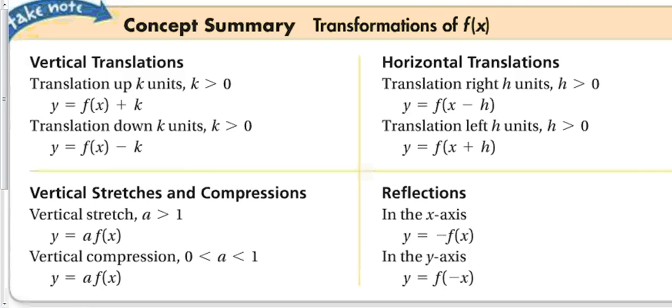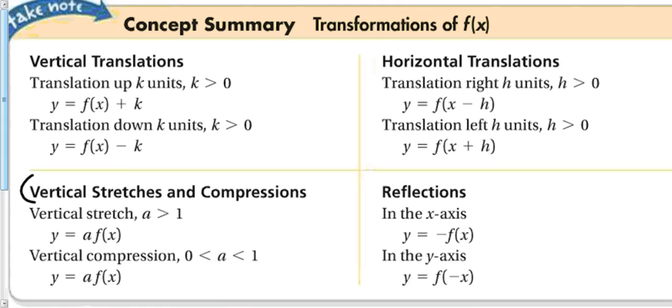Okay? For horizontal translations right here, we are subtracting h from the inside of the function to move it right, adding h to the inside of a function to move it left. Notice that these are kind of opposite of what you think they would be. That a negative moves it to the right and a positive moves it to the left. Okay? That's horizontal translations.